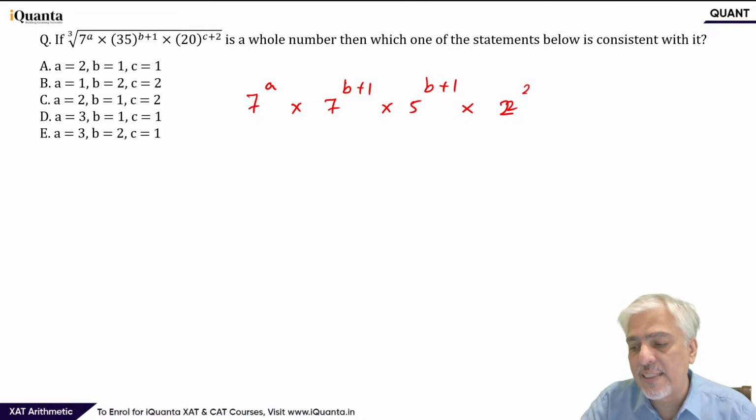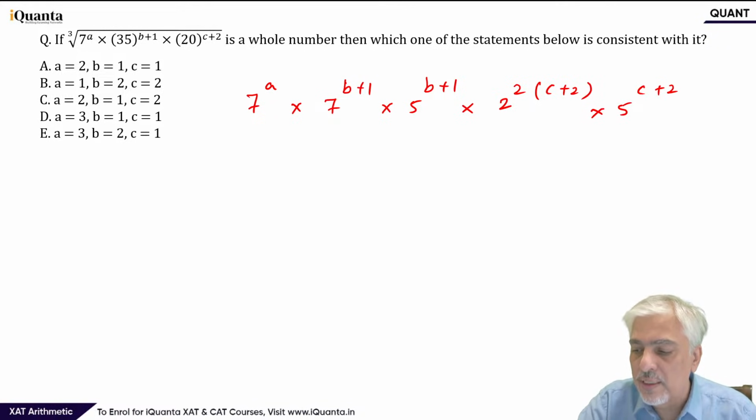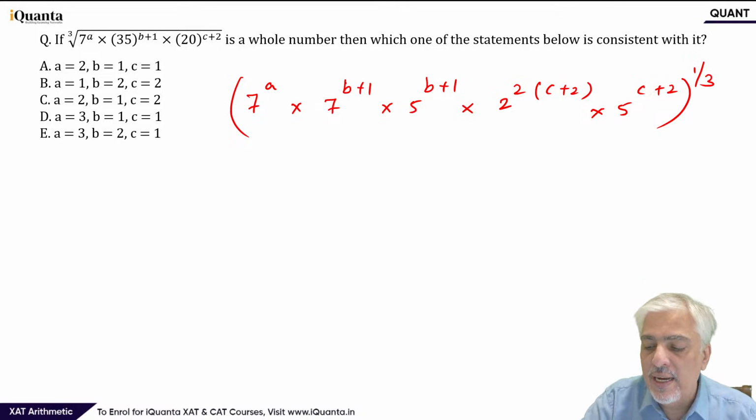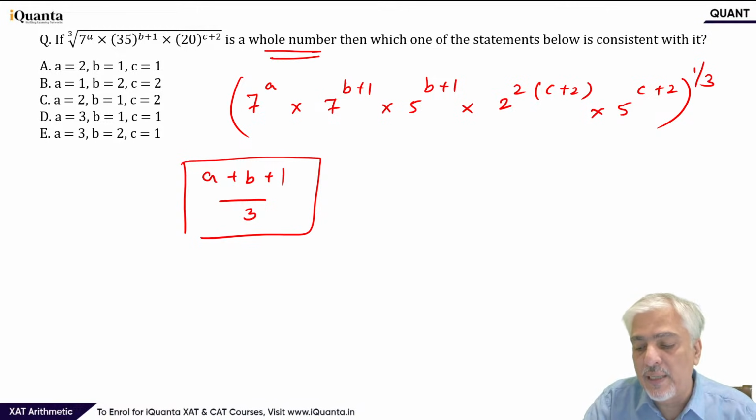One second, just wait. 4 is 2 square, raised to c plus 2, into 5 raised to c plus 2. And the whole thing is raised to 1 upon 3. So it's a very straightforward question. If I add the indices of 7, I'll get a plus b plus 1, upon 3. This has to be an integer because the answer is a whole number.